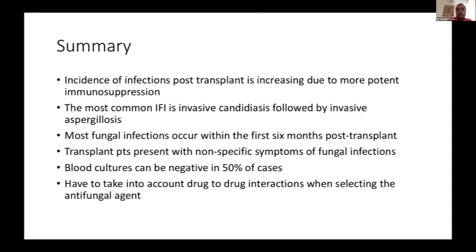So in summary, the incidence of infections post-transplant is increasing, mainly due to the more potent immunosuppressive regimens that we are now currently using. Also, we're using a lot of induction therapy as well, especially with ATG. So this has been shown to increase the incidence of infections. The most common invasive fungal infection is invasive candidiasis. More than half of the patients will get invasive candidiasis, followed by invasive aspergillosis. Most fungal infections occur within the first 6 months post-transplant, but remember that they can occur at any time after the transplant as well. So we need to have a high index of suspicion.